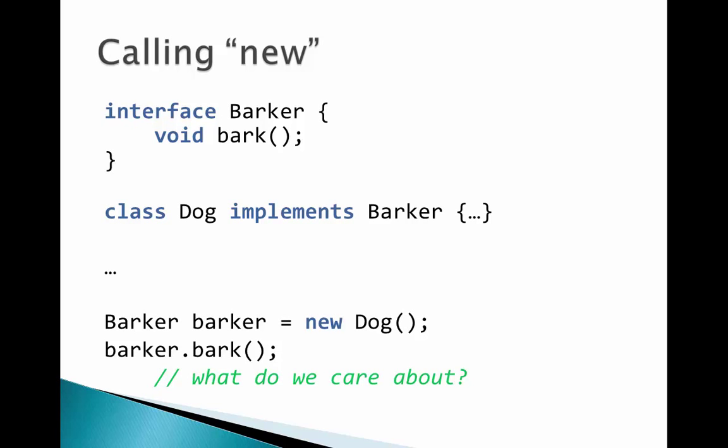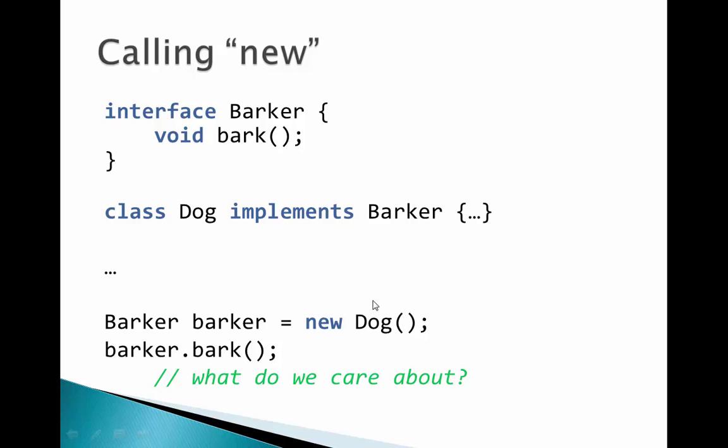Right here, if we created an interface, we say void bark is a barker. We're going to create a class Dog who implements Barker. And then down here, we can say Barker barker equals new Dog. Now what we've done, instead of saying Dog dog equals new Dog, is at least on the variable side, we've abstracted it, right? We still have this call to new Dog, which is the problem.